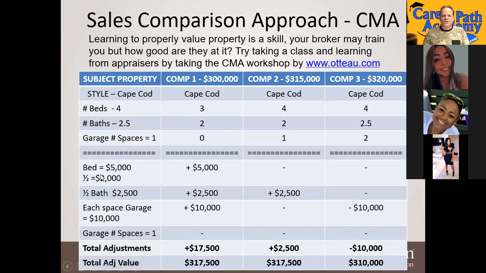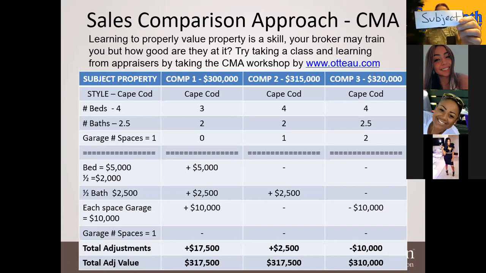If we look at this little chart down here, we're just making up these numbers right now. You're going to learn this through experience or by taking one of those classes. Let's just say in this area an extra bedroom is going for $5,000. So if comparable property 1 had 1 fewer bedroom, and that was the only difference between it and the subject property, how much should this house have sold for? $305,000. If that was the only difference, then that house should have sold for $305,000. Simple, right? So what did we do here?